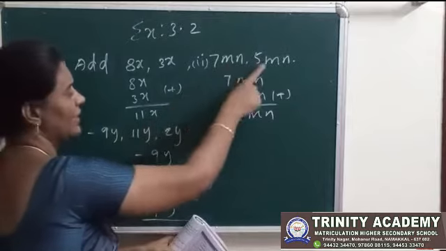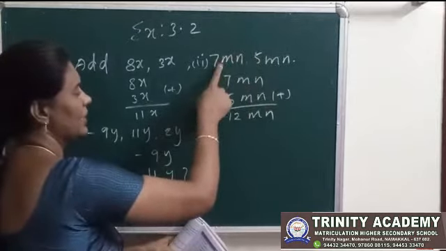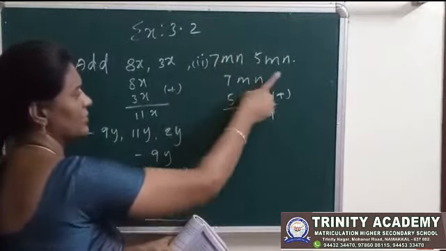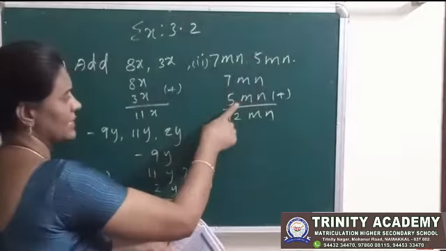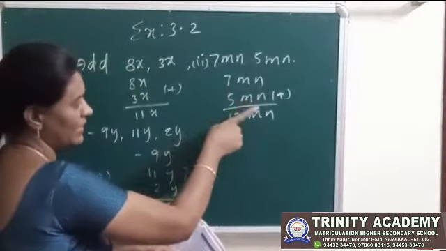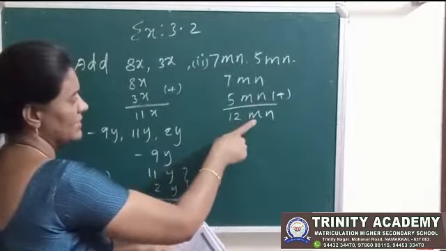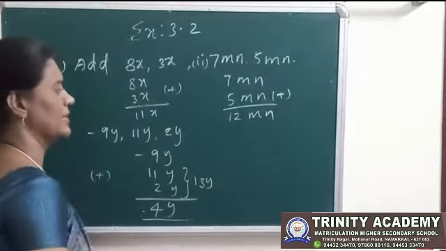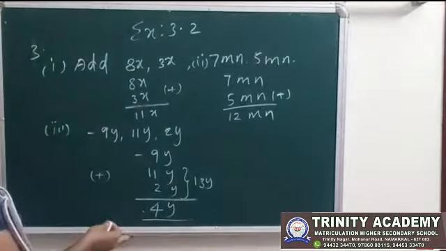Next, 7mn, 5mn. Here the variables and the powers are equal, so these two terms are like terms. Now we add these 7mn and 5mn. See, write this mn as it is. 7 plus 5, 12mn. So the answer is 12mn.